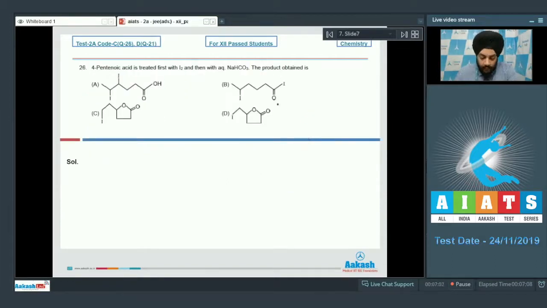Question number 26. 4-pentenoic acid is first treated with I2 and then with aqueous NaHCO3. The product obtained is. Students, if we talk about the structure of 4-pentenoic acid, we can first draw the structure, students. So we have 4-pentenoic acid. If we talk about its reaction with I2, the I2 will first attack the double bond and form a cyclic iodonium ion.